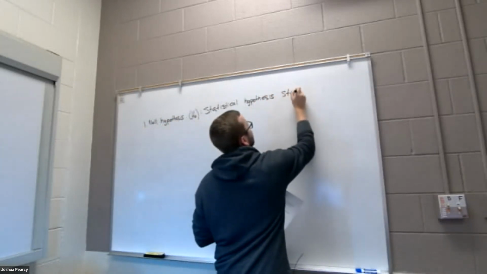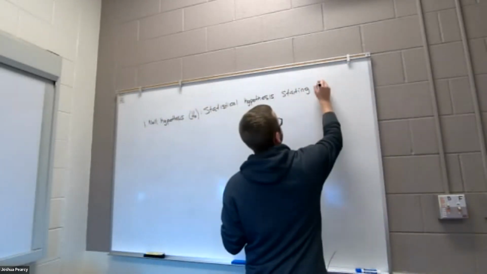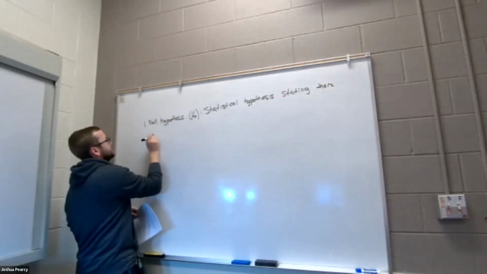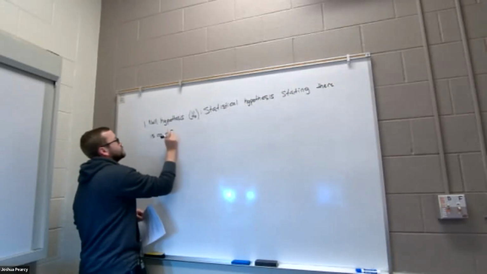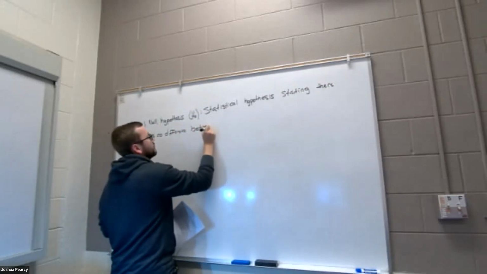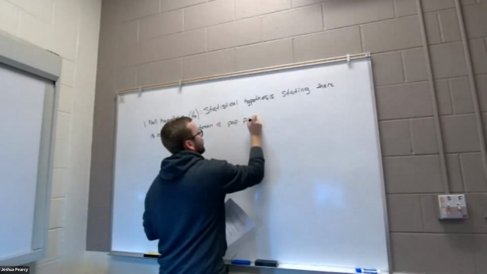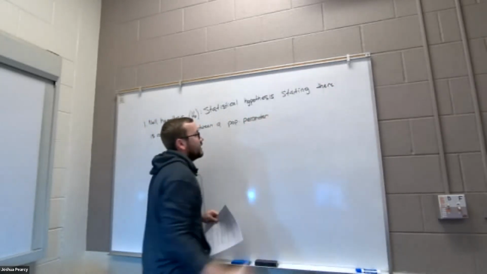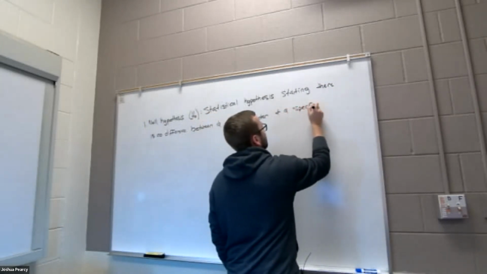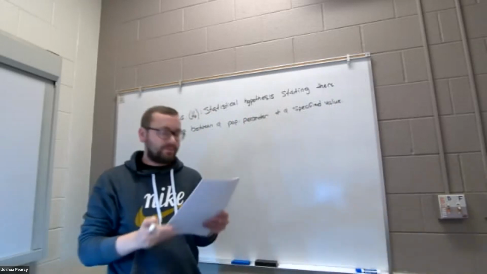Stating, how do I put it? There is no difference between a population parameter and a specified value. So what in the world does that mean?